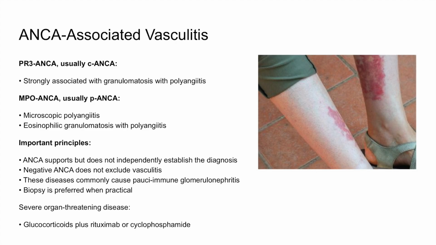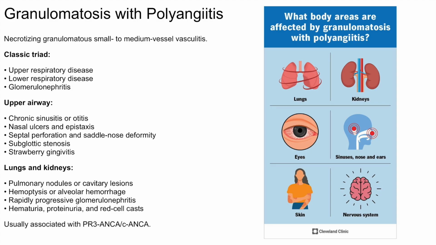These small vessel diseases often produce autoimmune glomerulonephritis and may also affect the lungs, skin, nerves, and upper airway. A negative ANCA does not exclude vasculitis, so biopsy is preferred when practical. Severe organ-threatening disease generally requires glucocorticoids combined with rituximab or cyclophosphamide. All right, so granulomatosis with polyangiitis, or GPA, is a necrotizing granulomatous vasculitis involving small to medium-sized vessels.